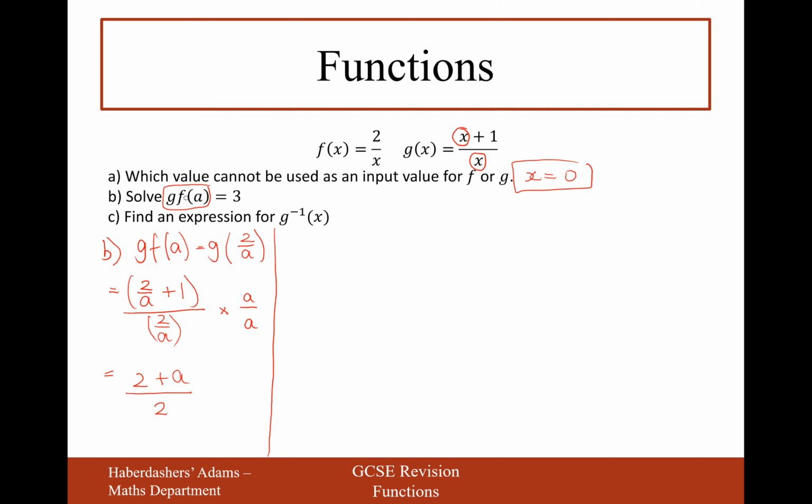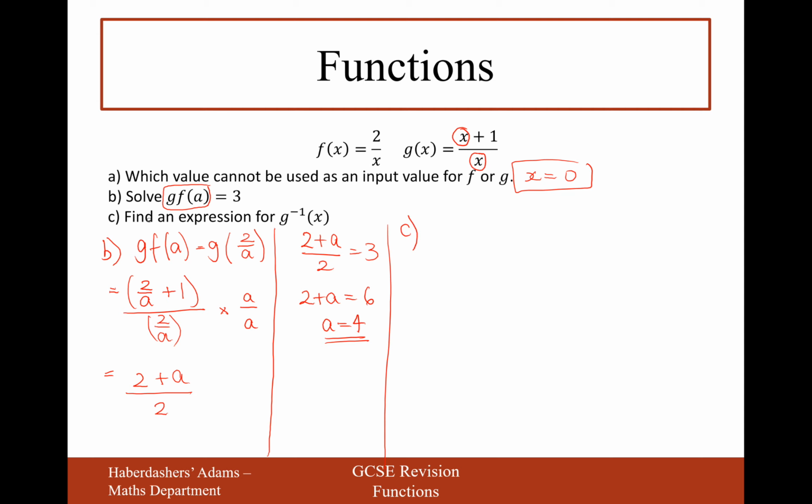So the next thing we now need to do is find for when this thing can equal 3. So we now need to solve 2 plus a over 2 equals 3. So, a little simple equation here, times the 2 onto the other side, you get 6, take away the 2, and you get 4. So 4 is the answer for a. When you put 4 into f and then the answer to that into g, you get an output of 3.